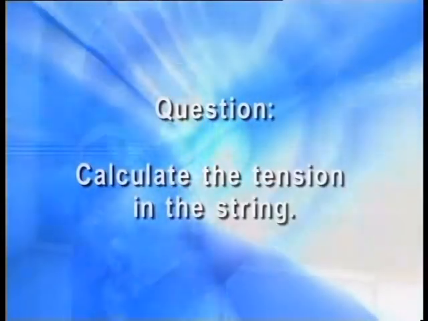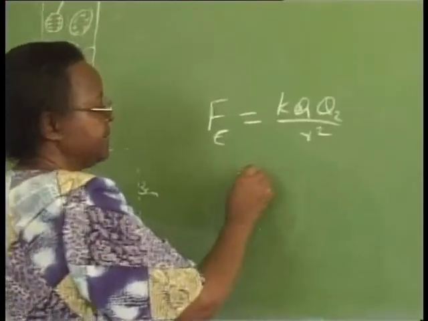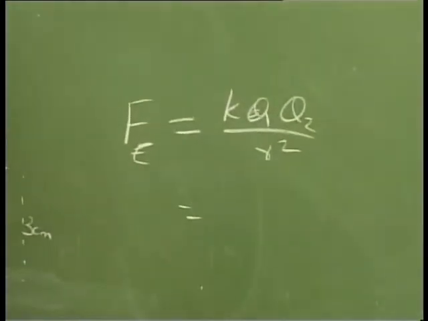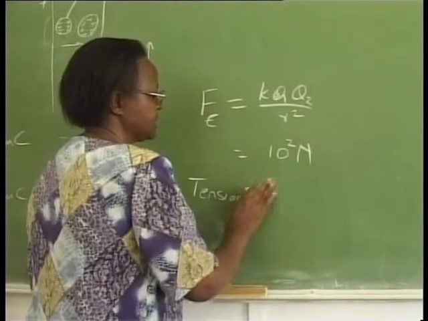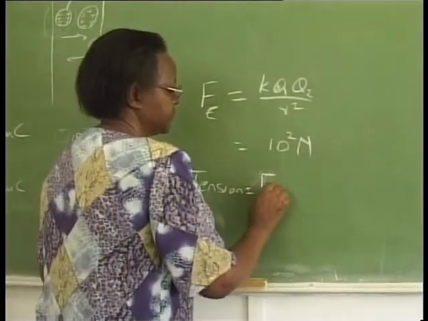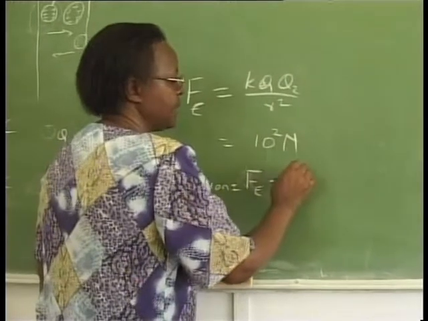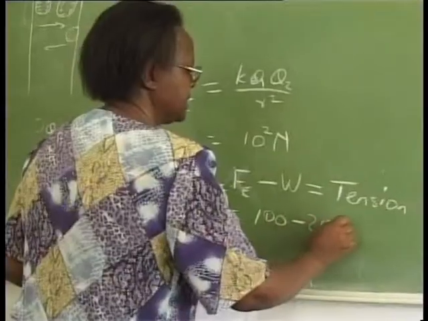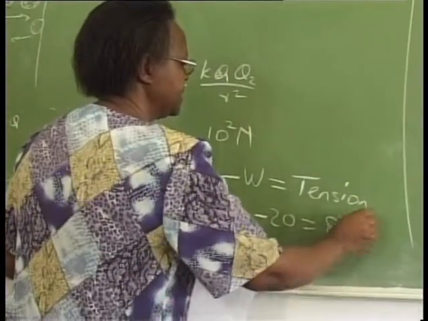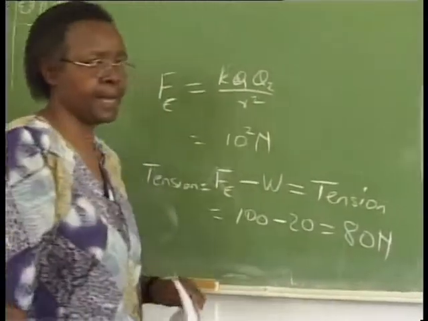In the next question, learners have to calculate the tension in the string. The teacher begins by using Coulomb's law to determine the electrostatic force. She then moves to tension. It will have to be the electrostatic force minus the weight of the small object. The figures are substituted into the formula. 20 giving you 80 Newton.